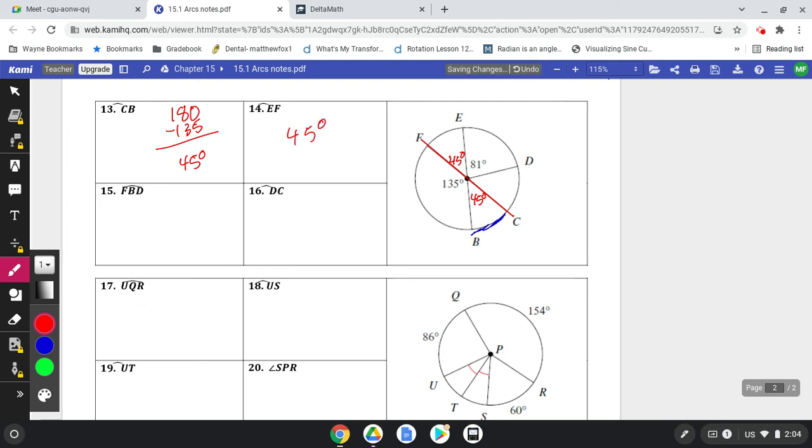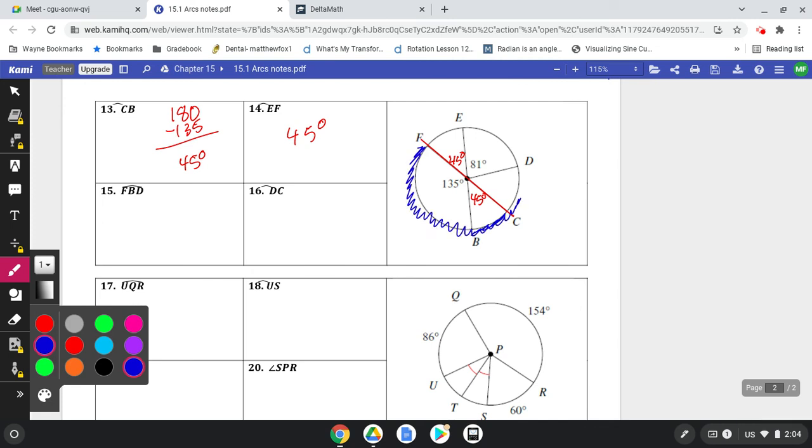Okay, the next one, arc FBD. So FBD will go from here all the way around till here. Now, in order to get that, we need to first figure out what this missing part is. So we know the whole thing is 360. If we add 135 plus 45 plus 45 plus 81, if we add all of that up, we are going to get 306 degrees. Take that from 360 and you are left with 54. The other option is you could do 81 plus 45, take that from 180. You will still get 54 either way.